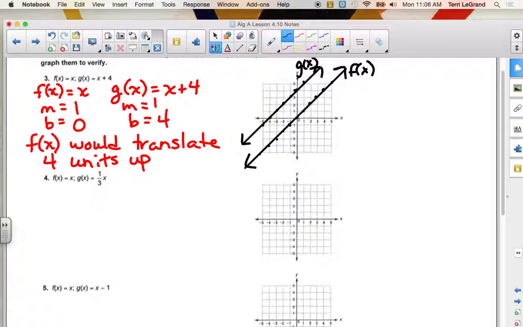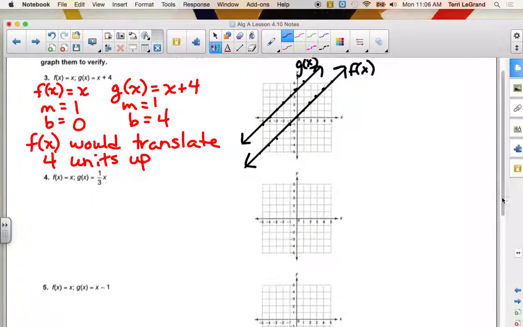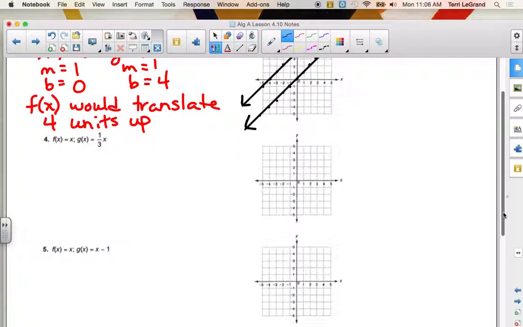So what changed in the equation? What changed in the equation for this transformation to happen? The y-intercept. Okay, so for a translation to happen, it has to be the y-intercept that changes. Any questions on that one?